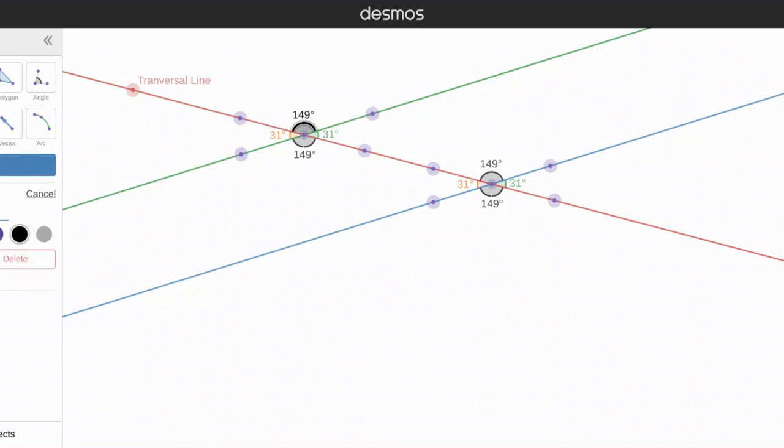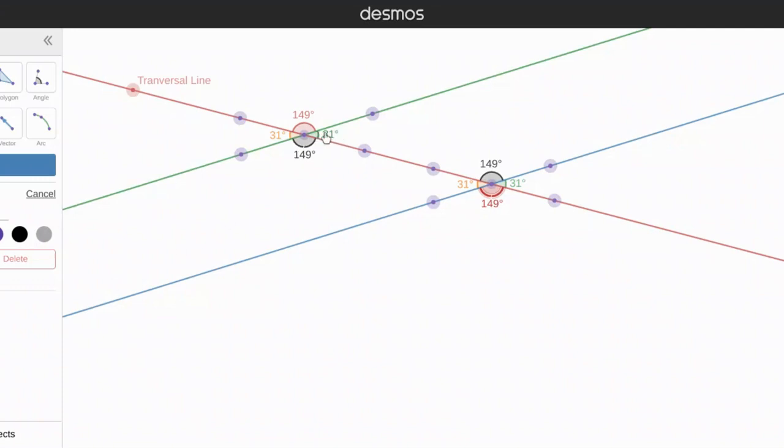I'm going to take this angle here and make it red. And then this angle down here and make it red. What type of angles are those two red angles? Those are called alternate exterior angles. Alternate exterior angles, if the lines are parallel, are going to be congruent. Same thing goes with these two black angles. Alternate interior angles are always going to be congruent.